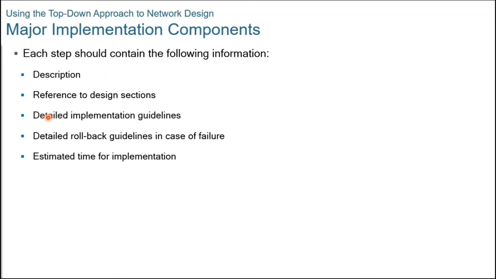So implementation of a network design consists of several phases: install hardware, configure systems, launch into production, and so forth. Each phase consists of several steps, and the documentation for each step should contain the following. As I said earlier, description of the steps, reference to the design documents, detailed implementation guidelines, detailed rollback guidelines in case of failure, and estimated time for implementation.